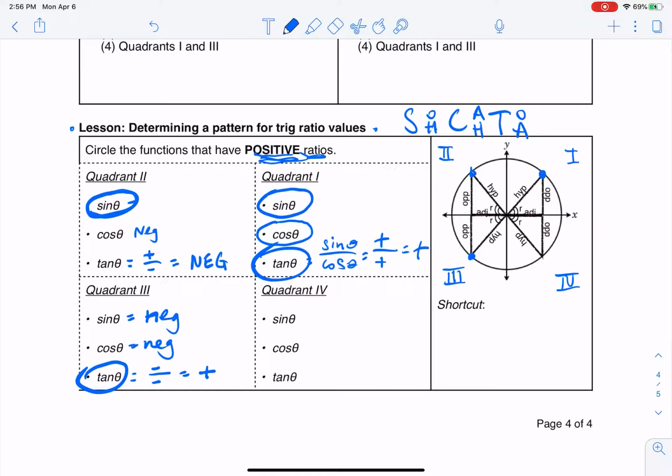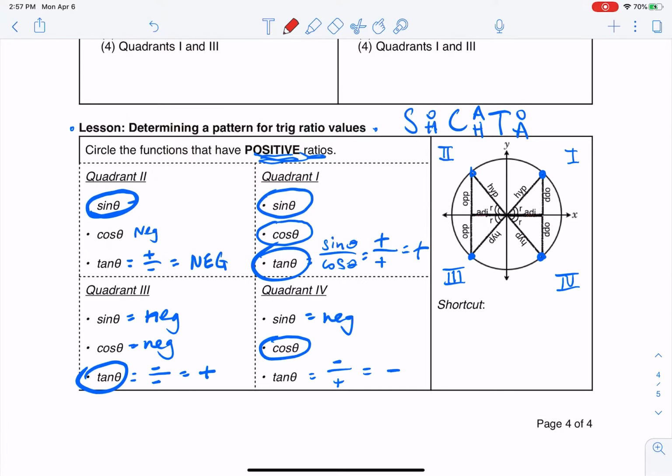Finally, in quadrant 4, we're in negative y territory, so sine will be negative. We're in positive x territory, and so cosine is positive. And finally, tangent, which again is sine over cosine, would be a negative over a positive, and that would give us a negative value. So in quadrant 4, the only thing that's positive is cosine.